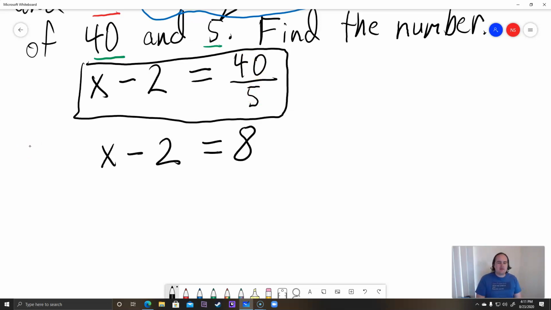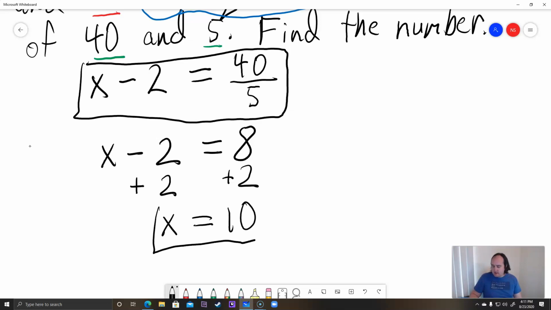Okay, and then how do I finish isolating x? Well, I have to get rid of the negative 2 on the left side. How do I do that? Well, the opposite of subtracting 2 is adding 2. So we're going to be adding 2 to both sides. Okay, so we get x equals 8 plus 2 is 10. Okay, so now we've isolated x, so the number they asked us to find is 10. So I'll go ahead and box that.